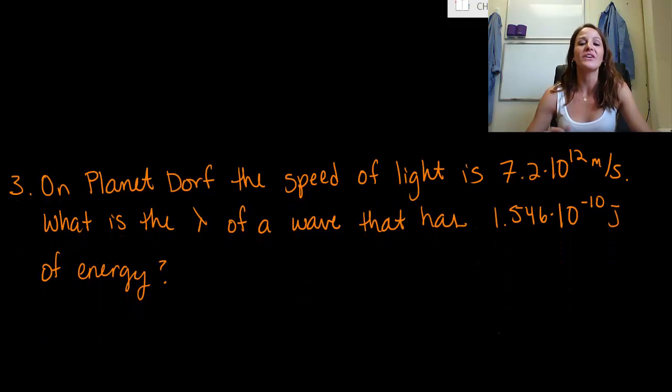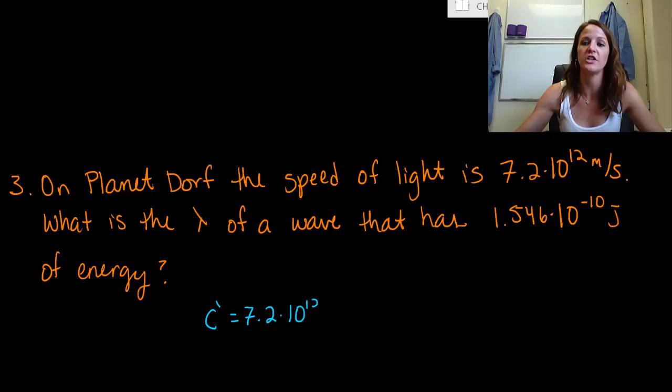Hopefully you did. The first thing you have to do is identify your variables. So the first thing I do here whenever we're on a new universe is I very quickly identify any of my constants that have changed. So in this example, we now have a new speed of light. So that is now c. I just do prime because that helps me. c prime is equal to 7.2 times 10 to the 12th meters per second.